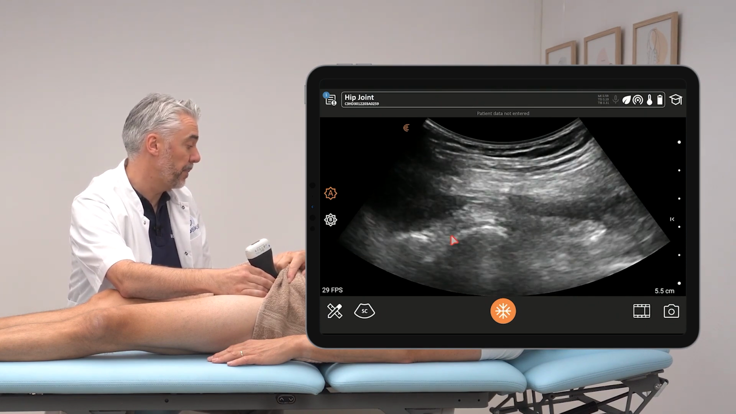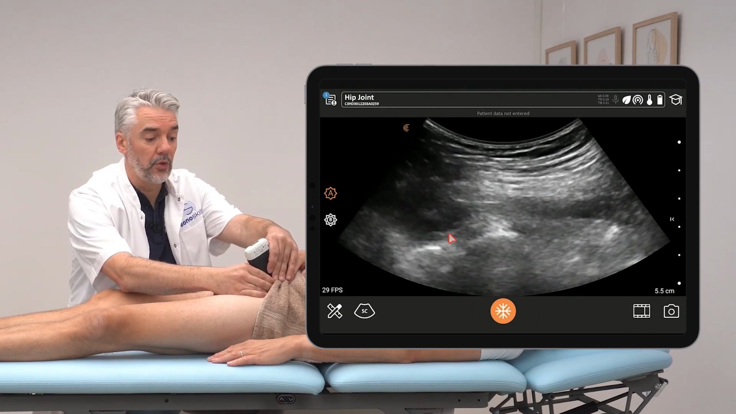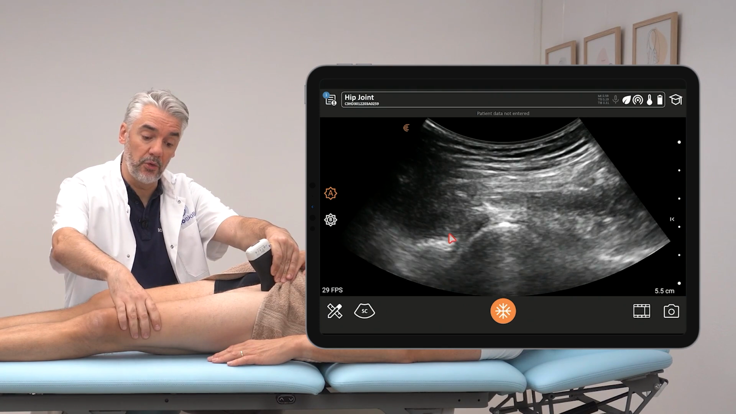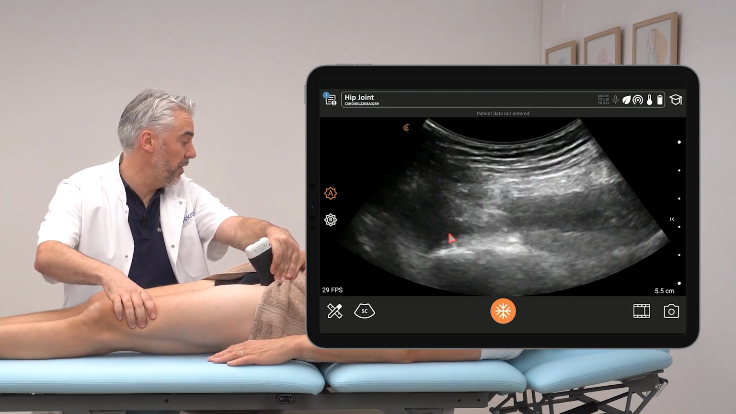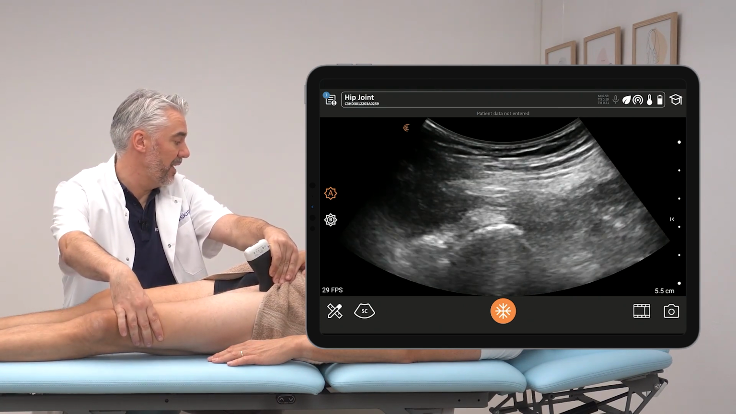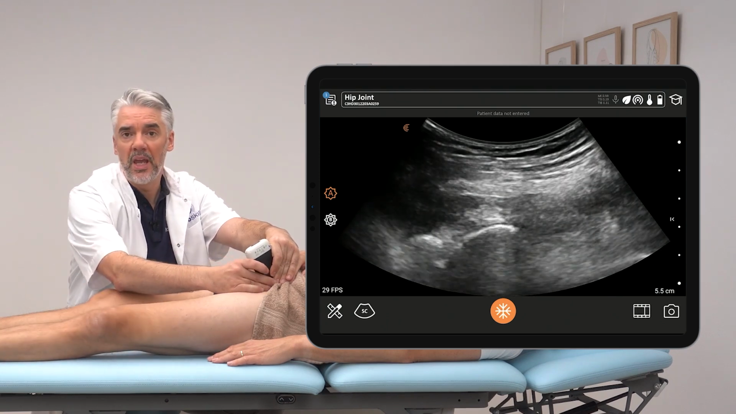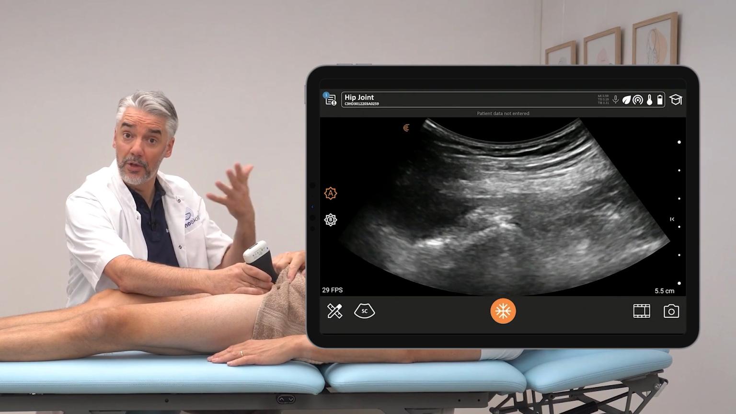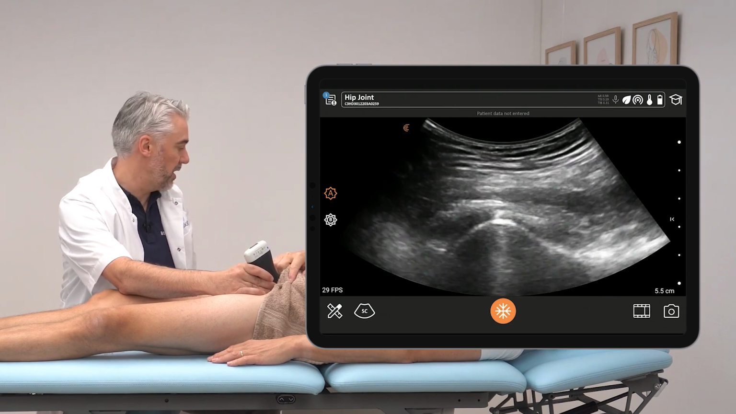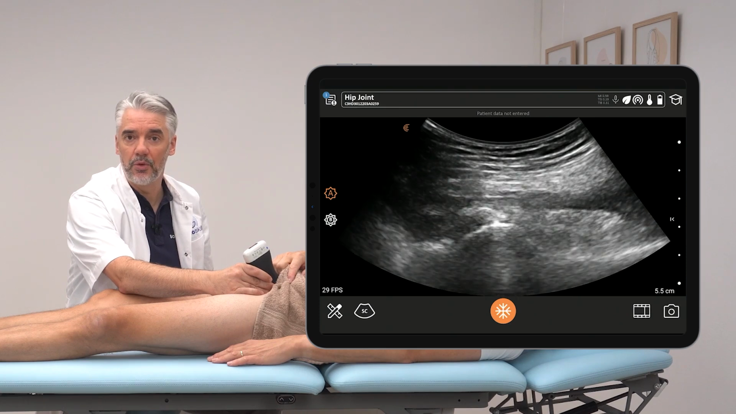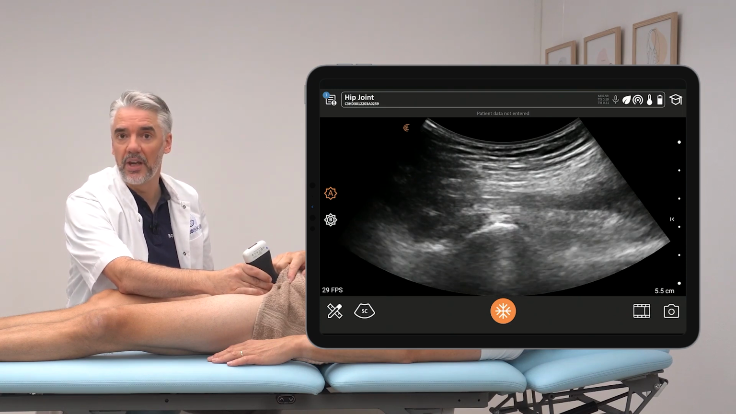hip labrum. Of course, what we can also do is work with the patient to make a rotation, to see any kinematics in the hip joint, and sometimes this also influences fluid collections and also the hip labrum. So that is definitely something I would do as well, static and also dynamic imaging.